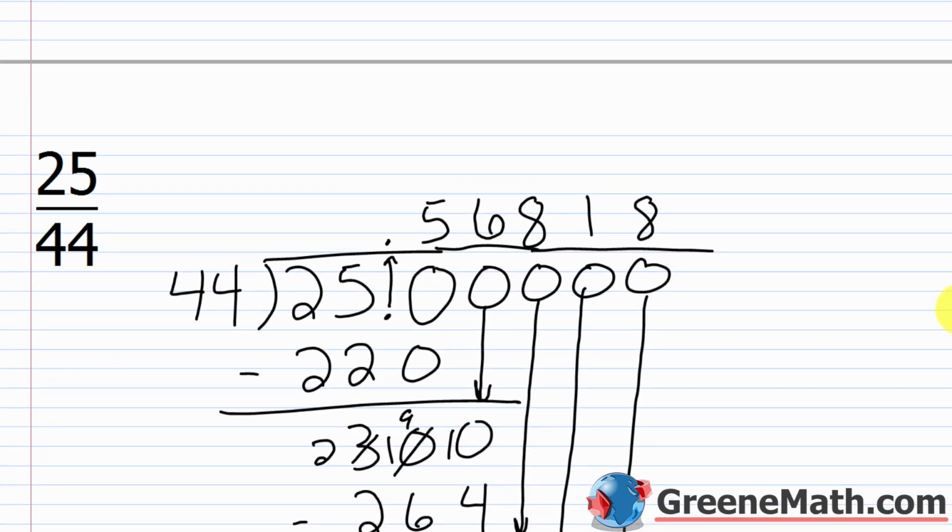So at this point, we can go ahead and just answer, right? We know that the answer would be 0.5681, where the 81 would repeat forever. So I'm going to put a horizontal bar over the 8 and the 1, again, to show that those two digits are going to repeat forever.